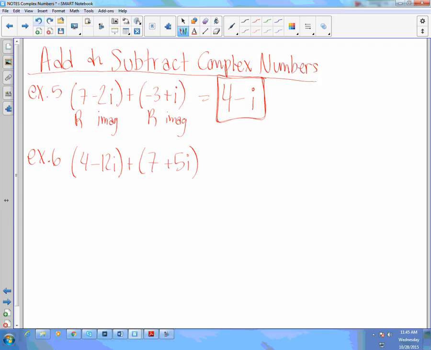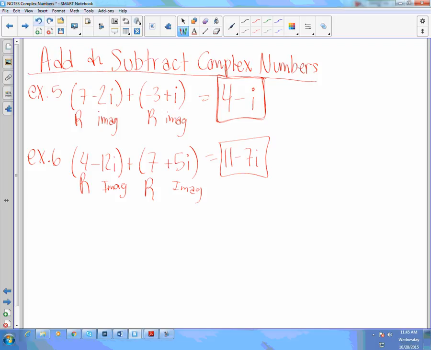Okay, Allie, what did you get? Everybody else, 3, 2, 1. What did you get? I can't hear because you're still talking. Please be quiet. Okay. Excellent, because the reals, 4 plus 7, is 11. That makes sense? 11, yeah. And negative 12 plus 5 is negative 7. That will be the i's.